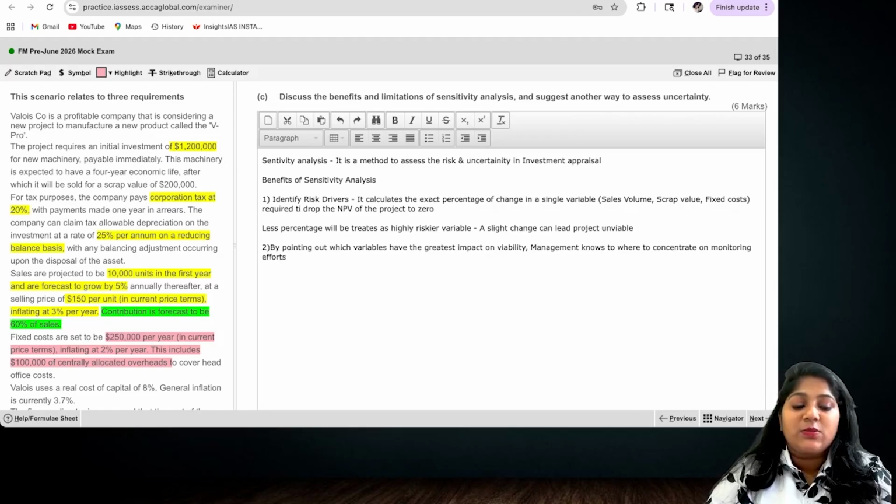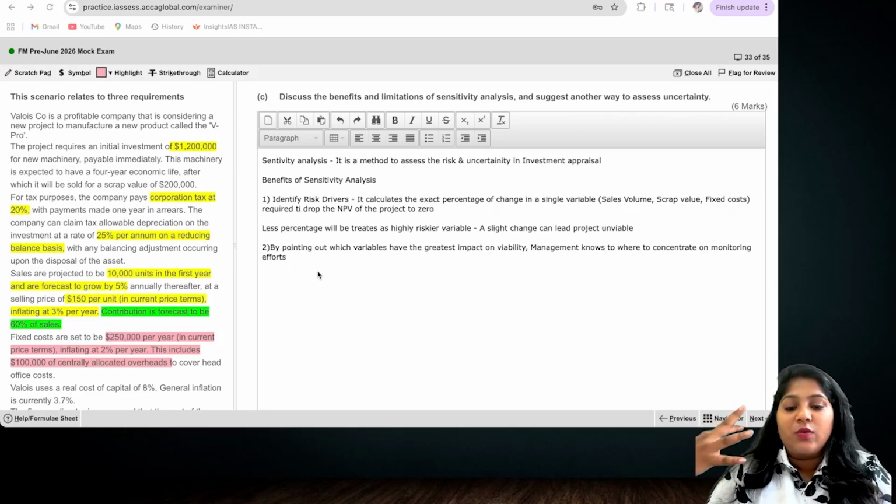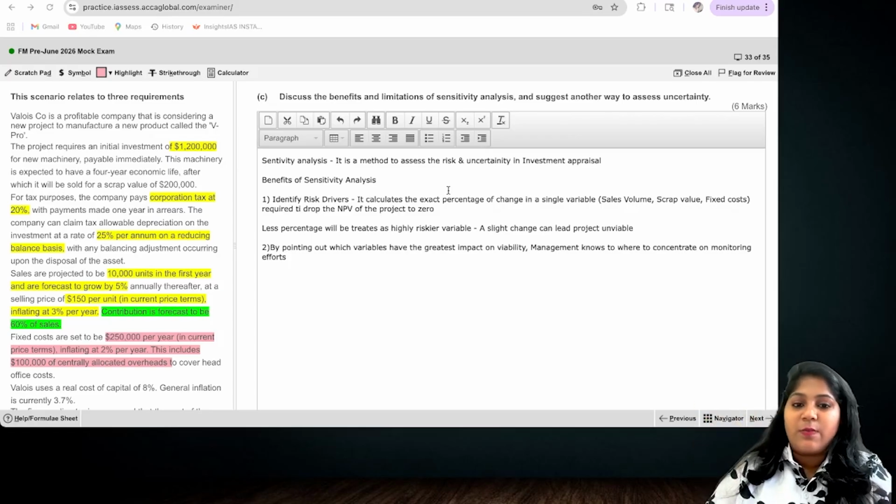See, guys, they have asked for 6 marks. Benefits of: you write 2 points in benefits, you write 2 points in limitations. However, you can also write one more point. Understand, it is very quick, it requires just a basic spreadsheet calculation. So you can also write one more thing.